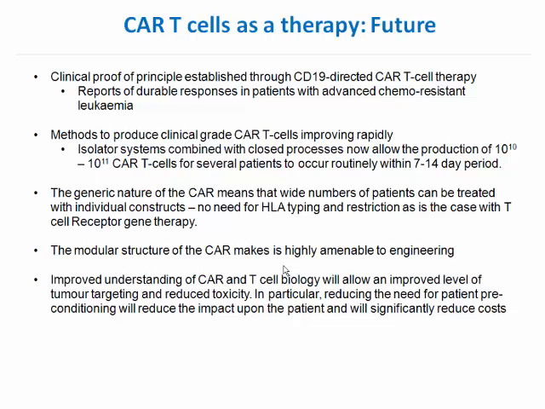The important thing about the CAR is the fact that wide numbers of patients can be treated with individual constructs. So CD19 will target all B-cell leukemias and lymphomas that have the CD19 antigen on them. We're not restricted to HLA typing, for instance. And the modular structure of the CAR makes it very amenable to engineering. But we're still in the foothills here of trying to understand how CARs work and T-cell biology, so we can try and improve tumour targeting and reduce toxicity. And in particular, I keep harping on, but reducing the impact of patient preconditioning will reduce its impact upon the patient and, importantly, will significantly reduce the costs.